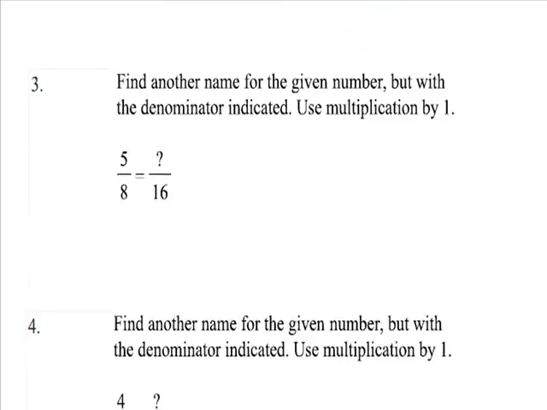I have 5/8 is what out of 16? What was 8 multiplied by to give you 16? The answer is 2. So of course I have to do the top by the same so that the 2 over 2 makes that 1. And 5 times 2 is 10. 5/8 is equal to 10/16.